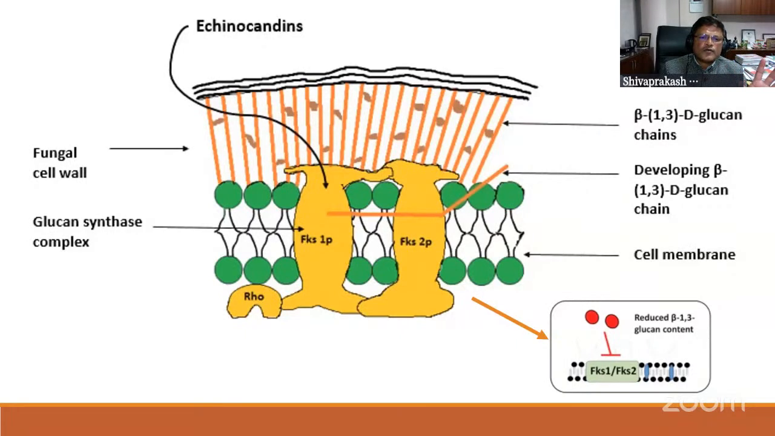In Mucorales, only a few are said not to be affected, but recent studies show that it may have some action even on Mucorales, which cause mucormycosis. It acts through FKS1 and FKS2, the main targets. It inhibits these particular enzymes and reduces the glucan content and the beta-D-glucan synthesis, which is very important. In that way, all three echinocandins will act.